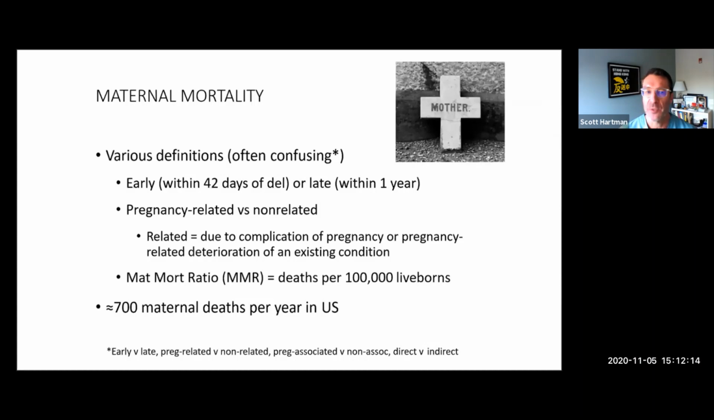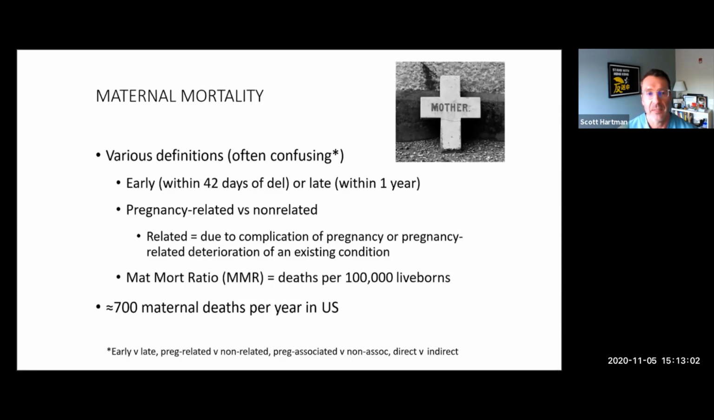So many of you are familiar with some of this content, but it's important for us to contextualize things. So we know probably that maternal mortality is defined as early or late within 40 days of delivery or late within 1 year of a delivery. And then we talk about this mortality in terms of pregnancy or non-pregnancy related, so a complication of pregnancy itself versus exacerbation or deterioration of an existing condition. And then maternal mortality is often reported in a ratio of deaths per 100,000 live births within a state, region, country. In the US, our target would certainly be 0, and 700 maternal deaths per year in the US is a low absolute number, but the fact that it should be 0 is what we're really focused on.